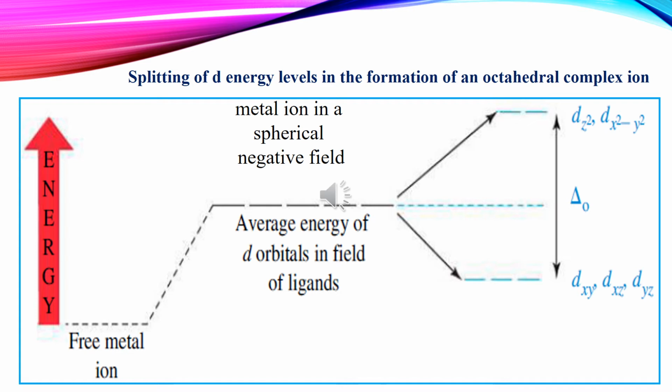The difference between the energy of the t2g and eg orbitals in an octahedral complex is represented by the symbol delta naught, that is delta O. That O represents the octahedral complex. The magnitude of the splitting of the t2g and eg orbitals changes from one octahedral complex to another. It depends on the identity of the metal ion, the charge on this ion, and the nature of the ligand coordinated to the metal ion.